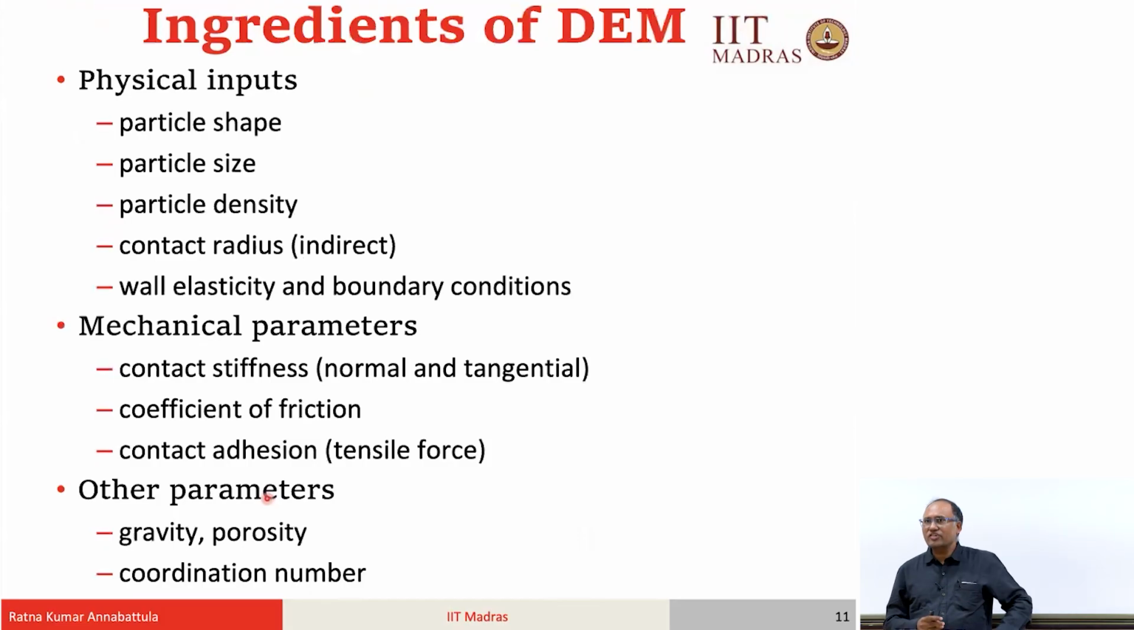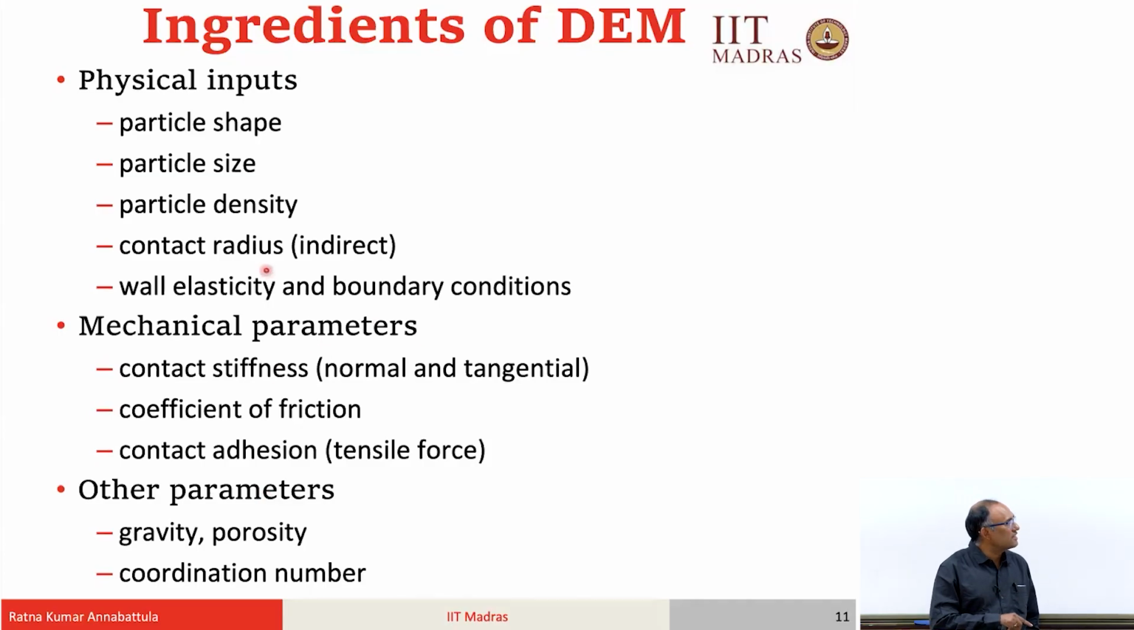So, what are the ingredients of DEM? You said this gives us particle level interactions. If it has to give particle level interactions, what are the inputs? What do we need in order to run these DEM simulations? There are physical inputs. You should know what is my particle shape, what is my particle size, particle density, and what is the contact radius.